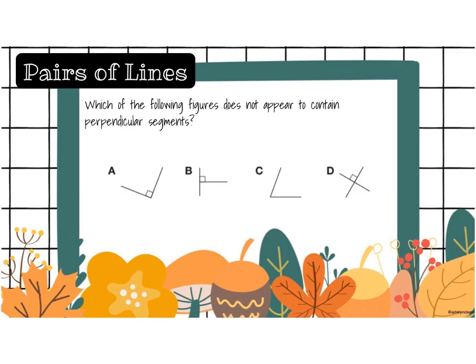So looking at this, I don't want anybody to blurt out. I want you to write your answer on your whiteboard or a sheet of paper. That doesn't mean start talking, guys. Just very quietly get your whiteboard out or a sheet of paper. Which of the following figures does not appear to contain perpendicular segments? Remember, perpendicular lines create a right angle. So you're going to see that little square in one of the corners. So you're telling me right now on your whiteboard which one does not appear to be perpendicular.